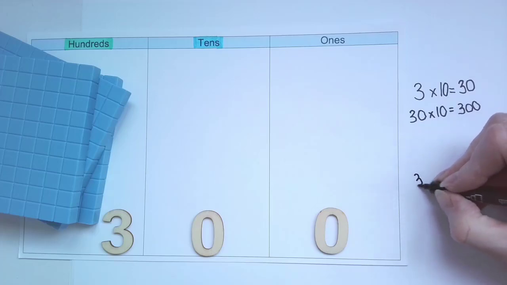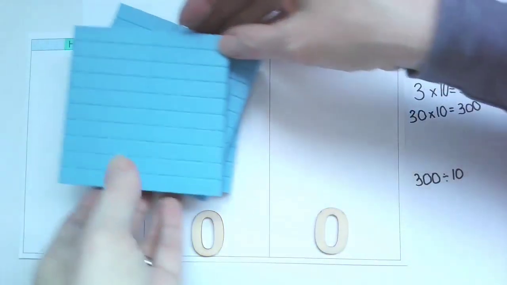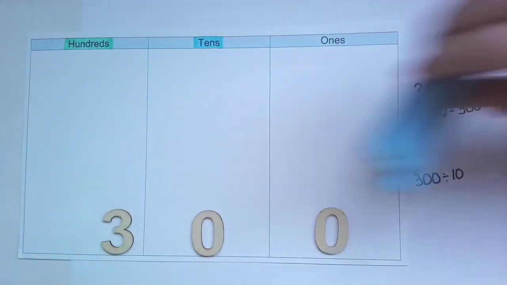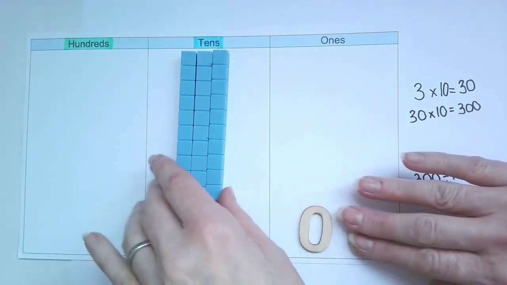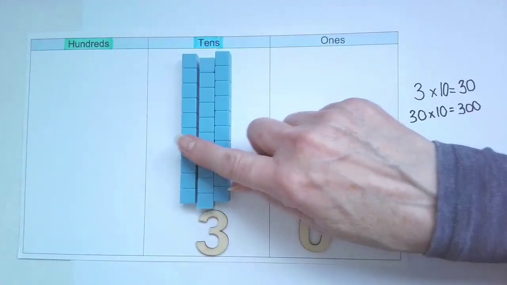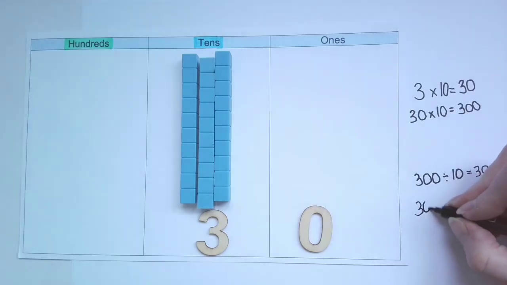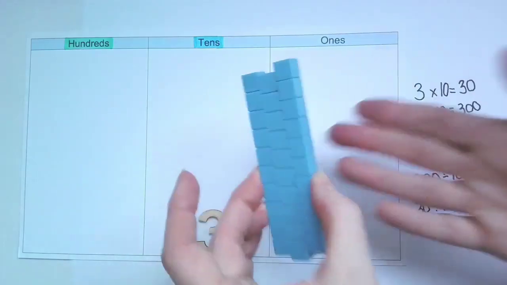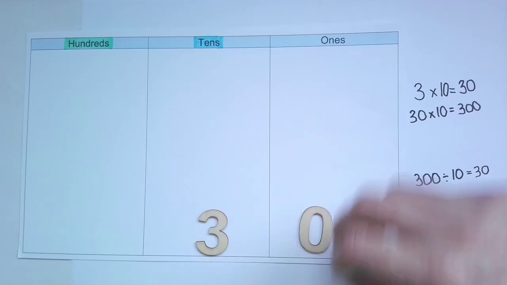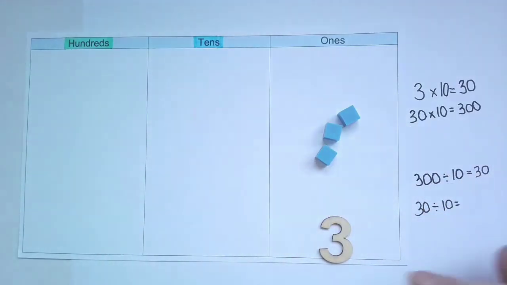So if I take my 300 and divide it by 10, my hundreds are going to become 10 times smaller, and they will be tens. So now I've got 3 tens. So my digits are all moving back a space. So my 3 now is in my tens column. So 300 divided by 10 equals 30. And if I divide 30 by 10, then I'm going to turn my tens into ones. They're going to become 10 times smaller. So I'm just going to get back to 3 ones, which is where I started. So my digit now, my 3, has moved back to my ones column.